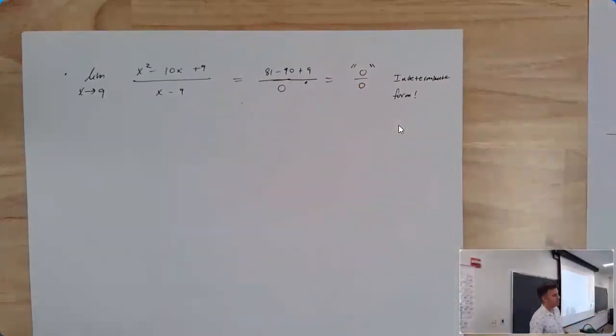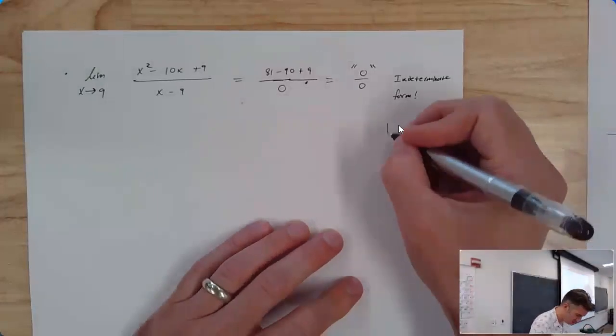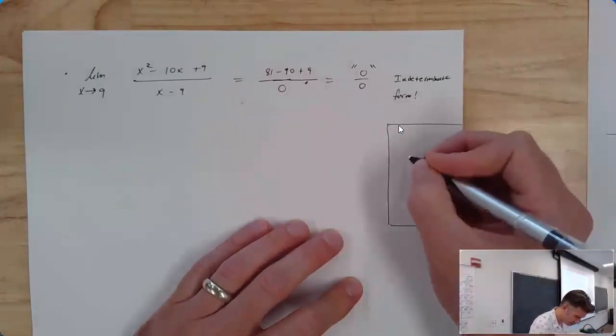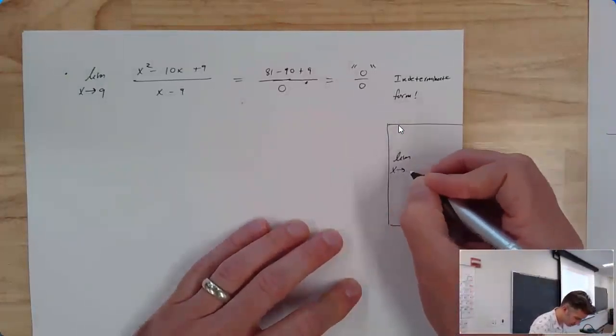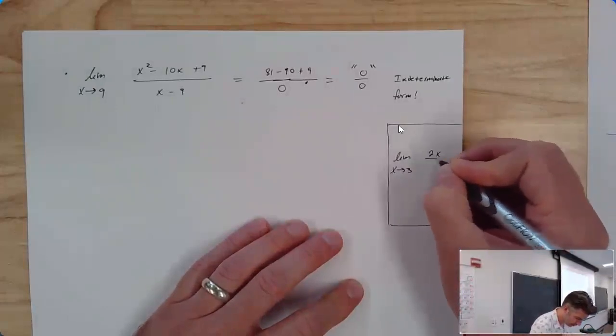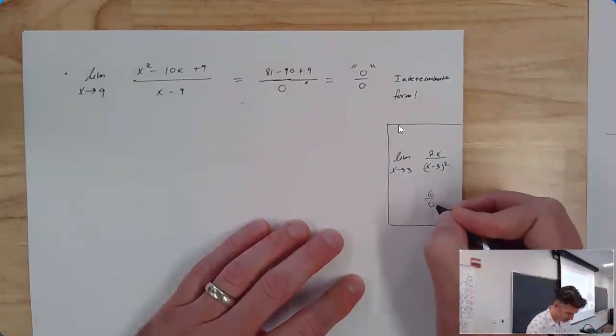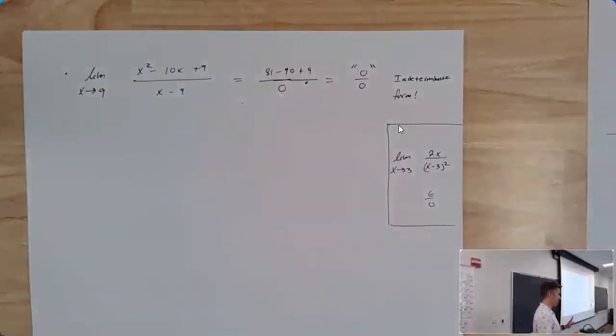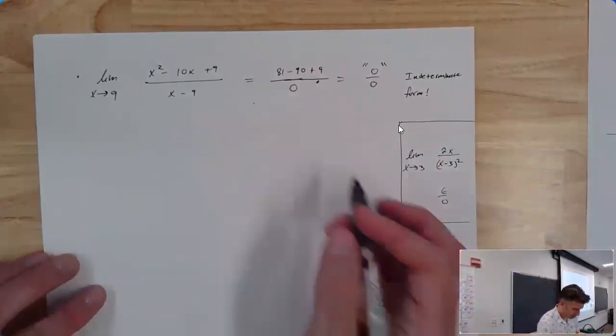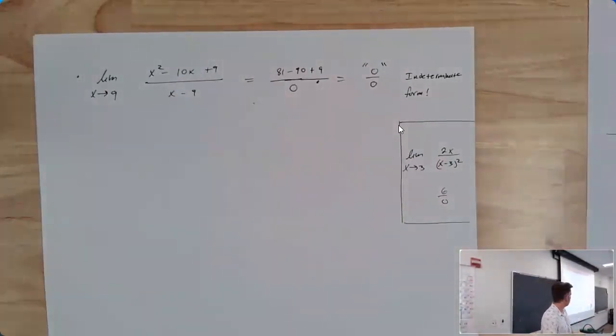Well, actually, here's what I would say. Typically not. You typically end up getting a plus or minus infinity if you have a non-zero number divided by 0. We're not going to do this one, but I'll just point out, if you were doing the limit as x approaches 3 of 2x over x minus 3 squared, and you plug that in, you get 6 over 0, and that's where your limit would be some sort of infinity. We'll get there eventually.